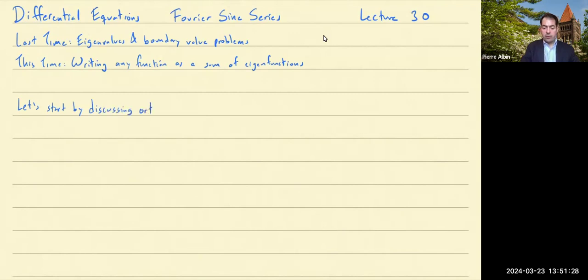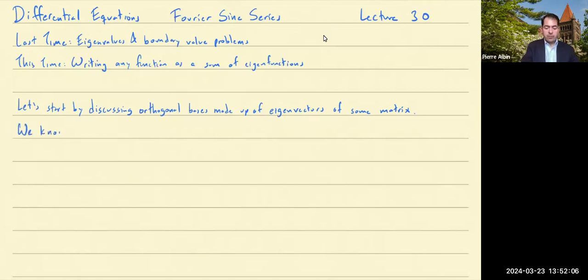By discussing orthogonal bases made up of eigenvectors of some matrix. Okay, so in a moment, we're going to be discussing this for differential operators, but let's start by discussing the case of matrices, just because it's simpler.